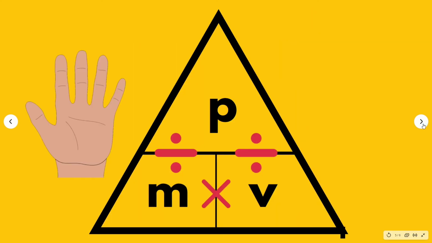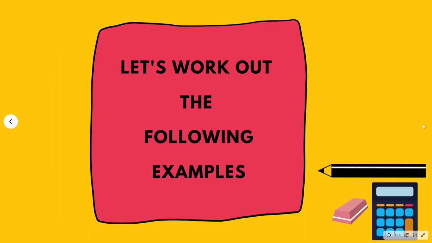Now, since the equation of momentum is a three-quantity equation, it can be mathematically manipulated using the triangle. Remember, to use a triangle, you need to hide with your hand the quantity that you want to find. For example, if you want to find the momentum, you hide P with your hand, and you see that it can be calculated by multiplying the mass with velocity. Similarly, if you want to find the velocity, you cover V with your hand, and you see that it can be calculated by doing momentum divided by mass. Now, to help you practice how to manipulate this equation, let's work out the following examples.